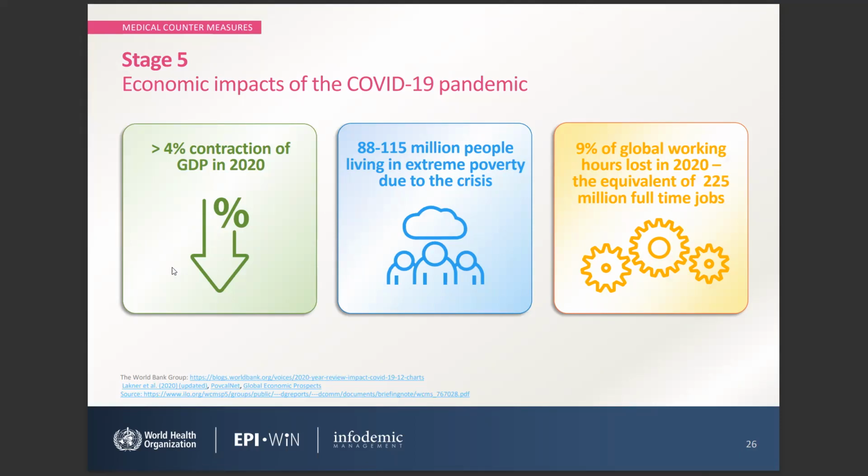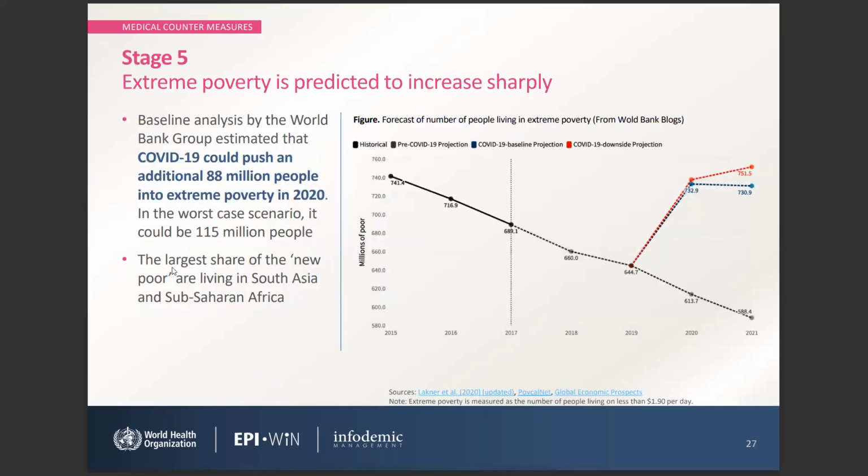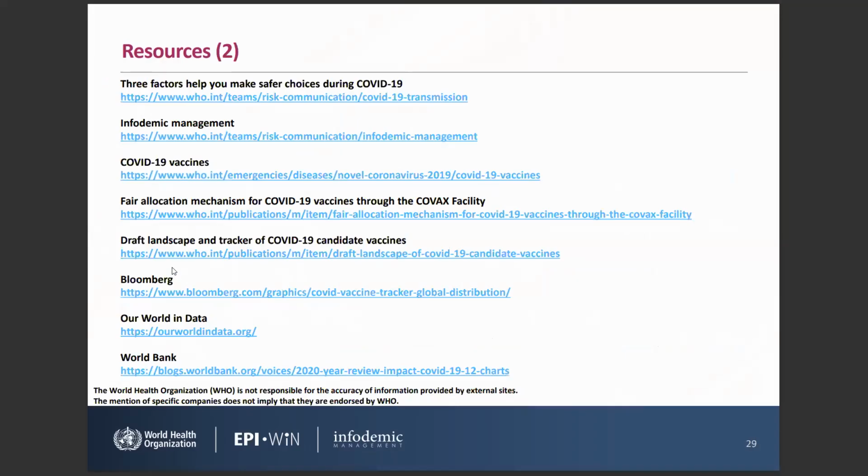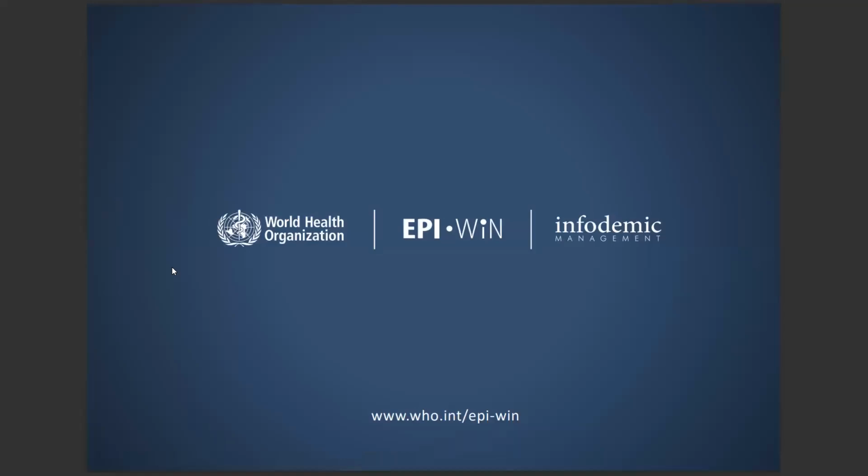More than 4% contraction of GDP in 2020 has been lost, and 88 to 150 million people live in extreme poverty due to this crisis. 9% of global working hours were lost in 2020, the equivalent of 225 million full-time jobs. Okay, there are some more references, so you can find how COVID-19 has affected the world population.